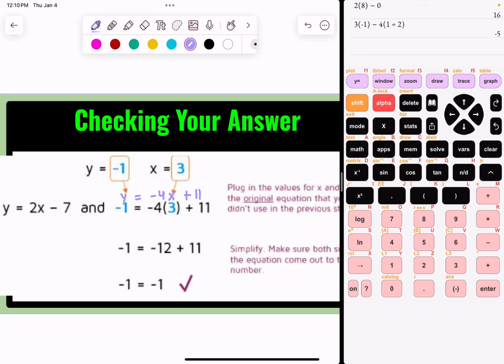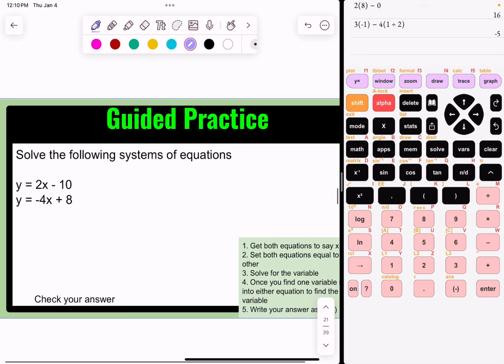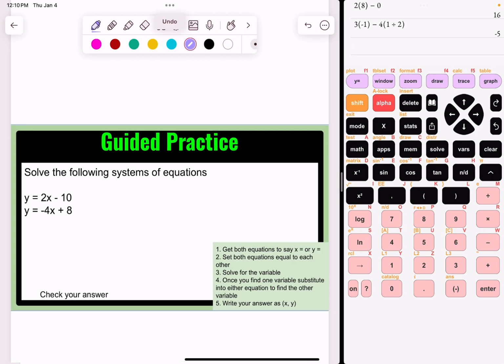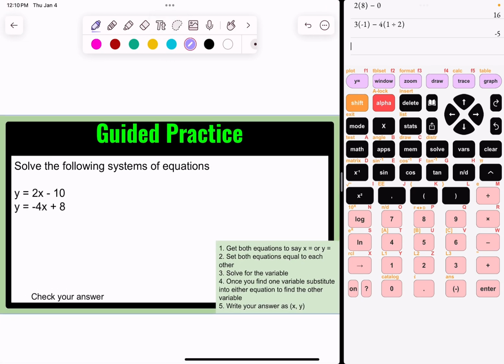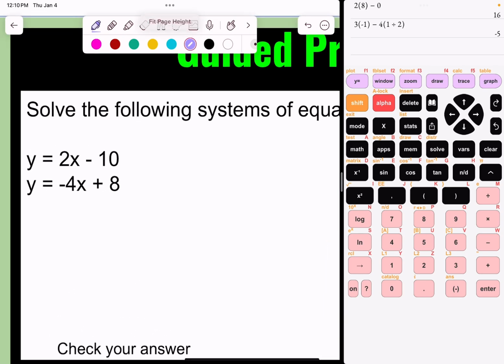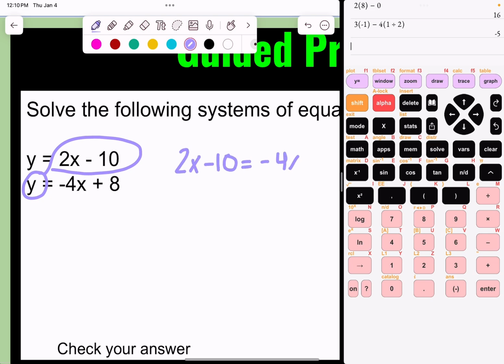That might have been a little confusing for you just to follow along with whatever was written there, but now let's do this next problem together. All right, first thing we're going to do is get both equations to say x equals or get both to say y equals, which luckily here, both of them do say y equals. So we're going to set both of these equal to each other. We're replacing the y here with what y is equal to. So we will get 2x minus 10 equals negative 4x plus 8. I don't want the negative 4x here, so I'm going to add it to the other side.